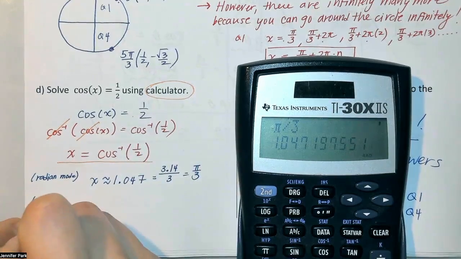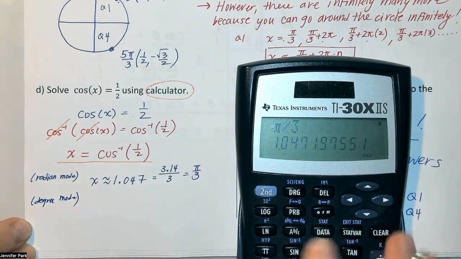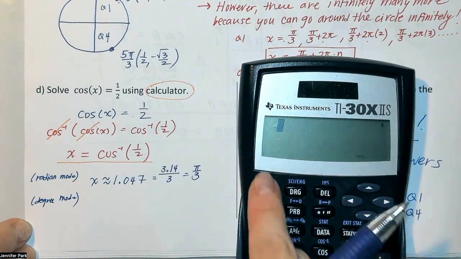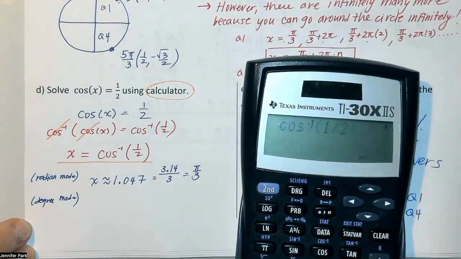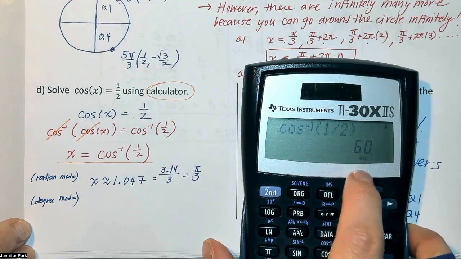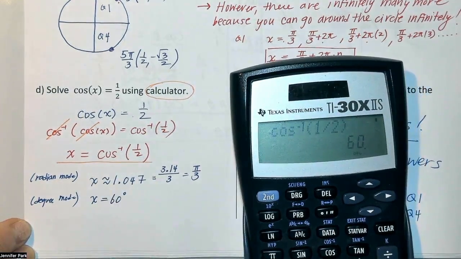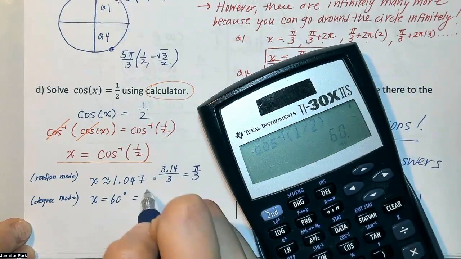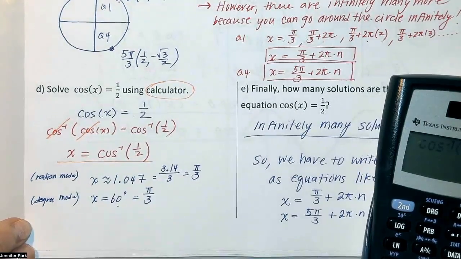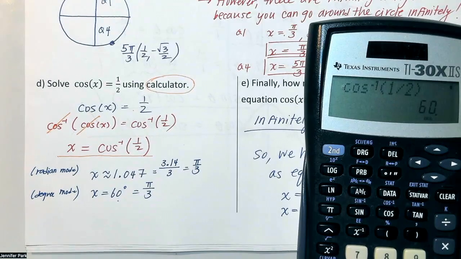Now let's try this with degree mode. I'm going to go back to DRG and change it to degrees. I'm going to do inverse cosine of 1/2. This time my answer is 60, which means this is now 60 degrees. And 60 degrees is equivalent to pi over 3 radians. So I still get the same answer, just now in degree mode. So that's how you use a calculator.